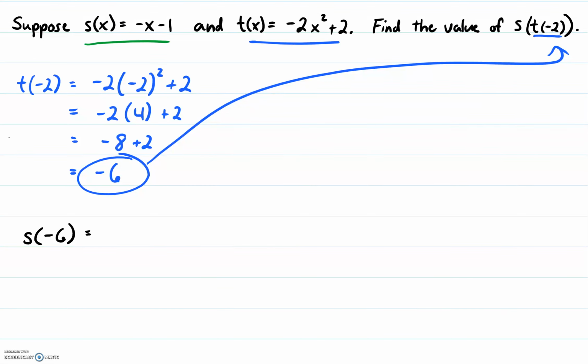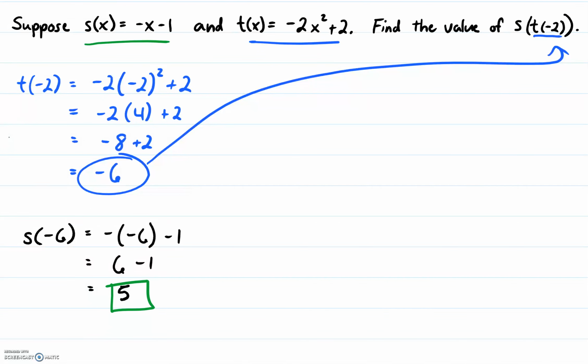So s of x is negative x minus 1. s of negative 6 would be negative, instead of x, we're going to put negative 6, minus 1. And then again, we'll just simplify this. Negative times a negative is going to give us a positive 6, minus 1 is going to give us 5. And that's going to be our overall answer right there.